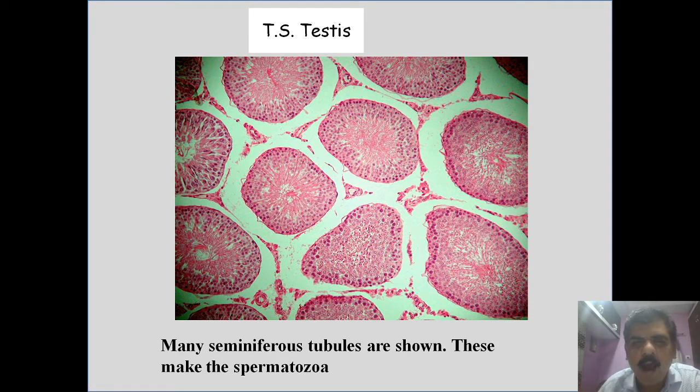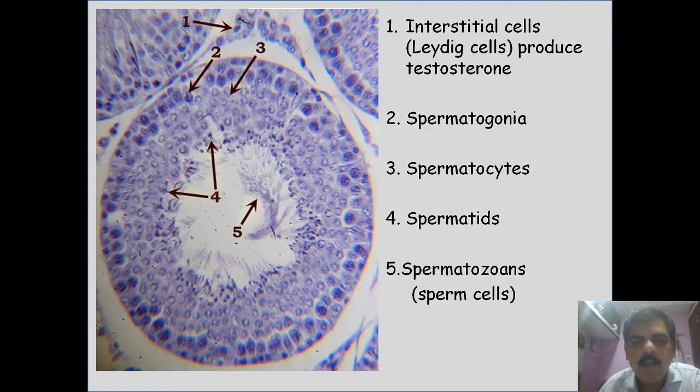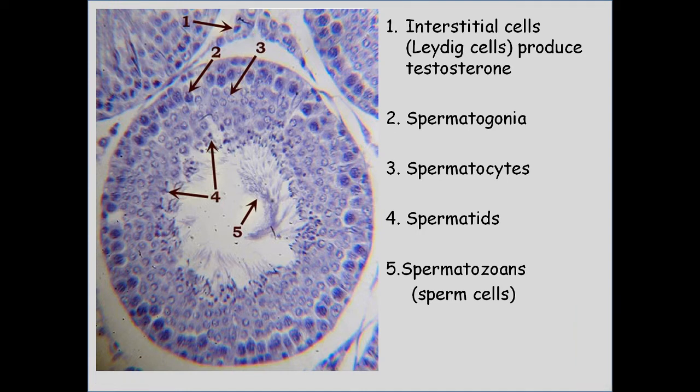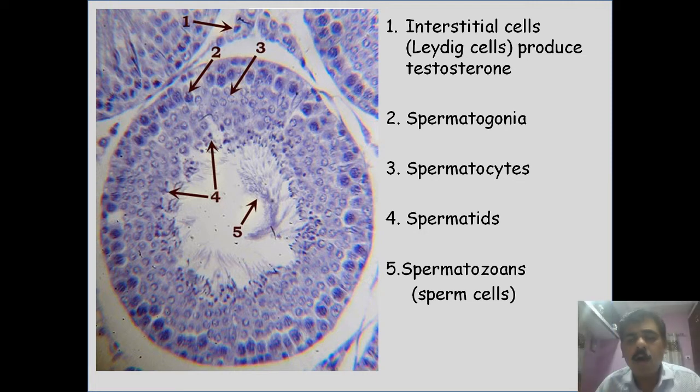Many seminiferous tubules are shown in this figure, which form the spermatozoa or sperm. Then this is a single seminiferous tubule showing the different developing stages during spermatogenesis. First, these are the Leydig cells or interstitial cells, which produce the hormone testosterone, the male sex hormone. Then the spermatogonia, from where the sperm begin to form, give rise to the spermatocytes. After the process of meiosis, they become spermatids, and finally they become spermatozoa, or sperm.